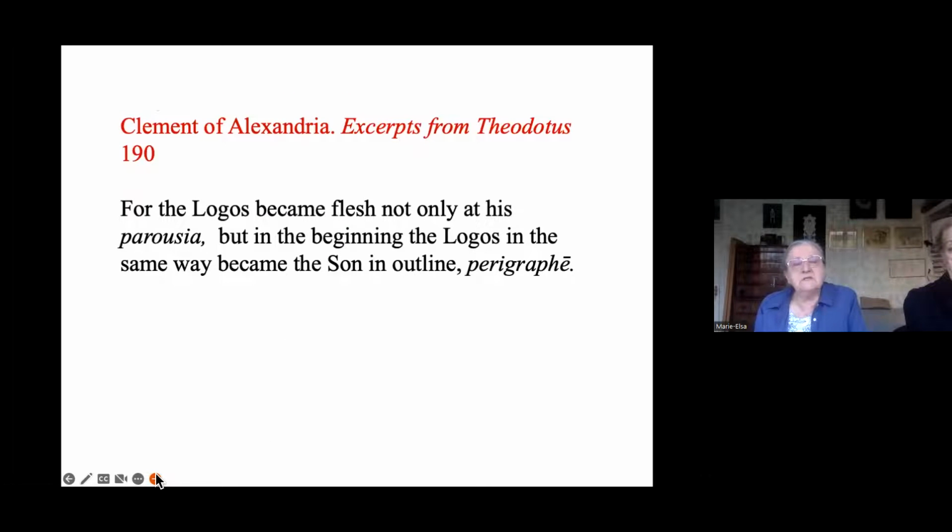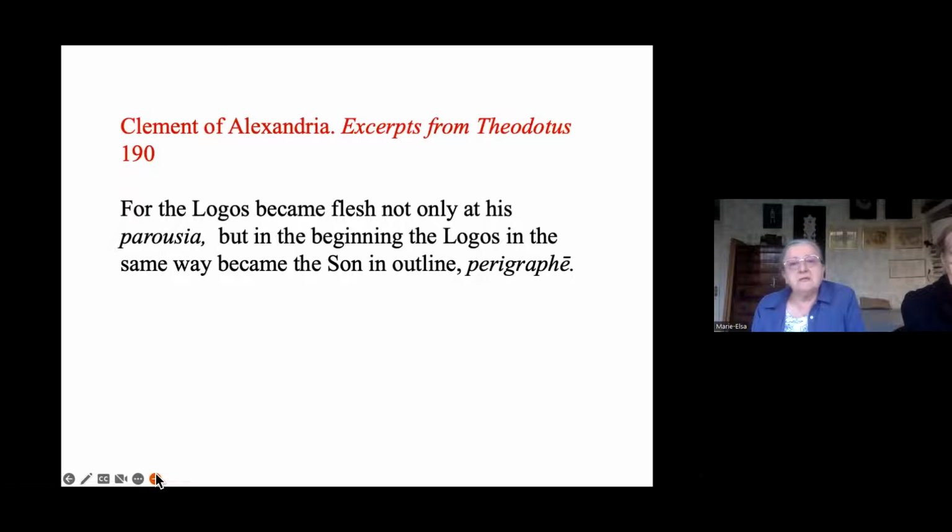This is from Clement of Alexandria, and it's from his excerpts from the Gnostic teacher Theodotus. And there are 2 books called Excerpts from Theodotus, which does not help. And if you look up one and find 190 and it's not this text, look up the other one and it will be. Why? The publishers haven't sorted this out, goodness knows. Anyway, this is what Clement actually says.